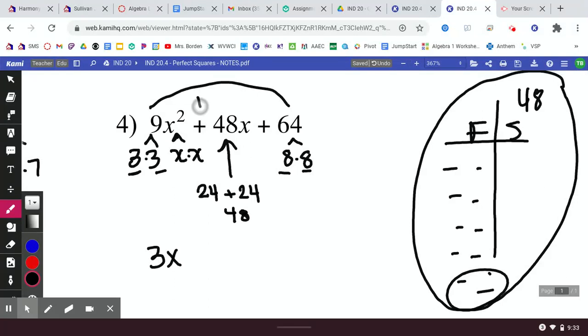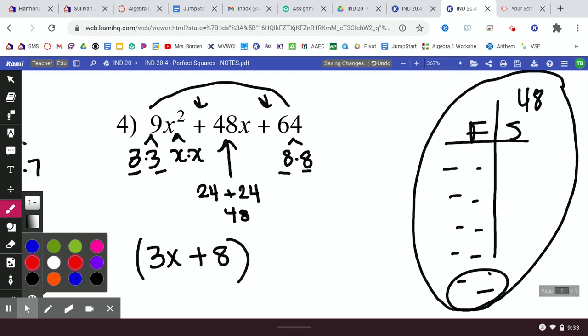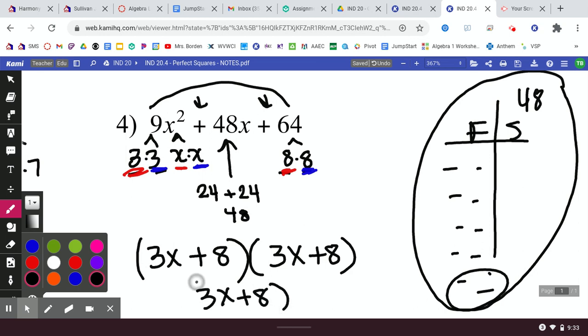3x. Now it's plus and plus, so everything is plus. 3x plus 8, right? I got that from here, here, and here. And then the other one is also 3x plus 8, and I got that from here, here, and here. And you might see this written like this, 3x plus 8 squared. Now, I know that's a lot to remember.